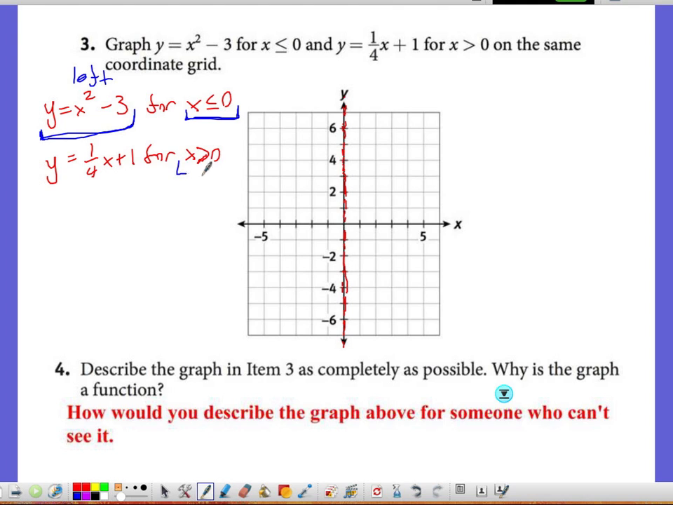Looking at the domain restriction for the other one, here we have x is greater than 0. Well, the numbers 1, 2, 3, 4, 5, those are greater than 0, and so we're going to graph this on the right. Alright, let's go ahead and begin.